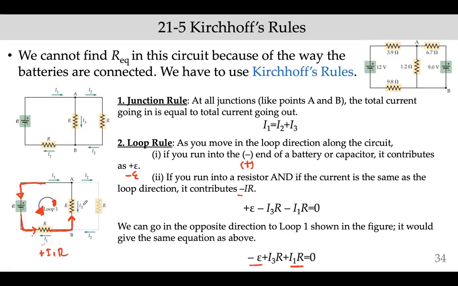Again, the loop direction and the current direction are in opposite directions. If they were in the same direction, it would contribute as negative. But since they are in opposite directions, the contribution will be positive, and it will be I3 times R.